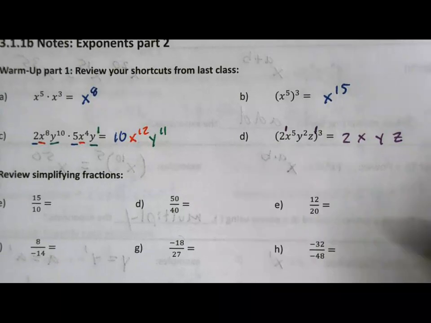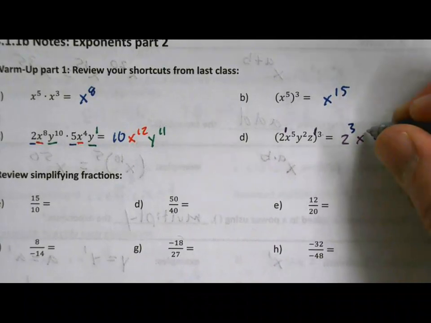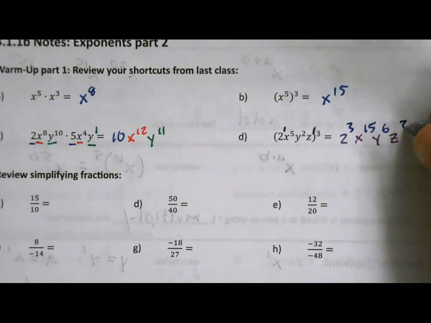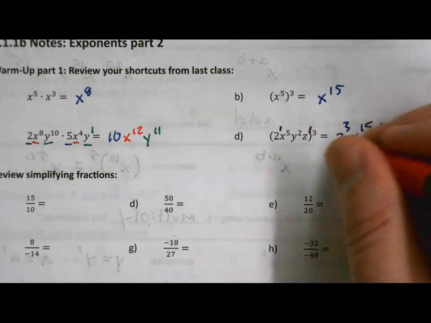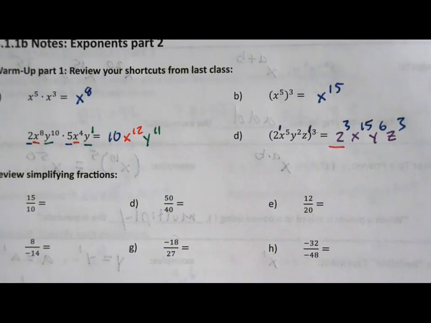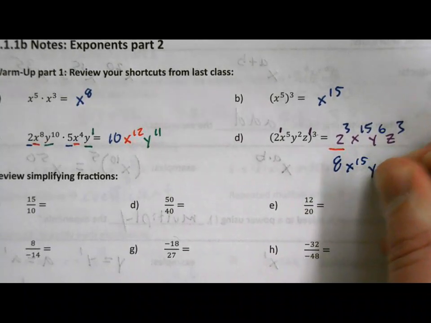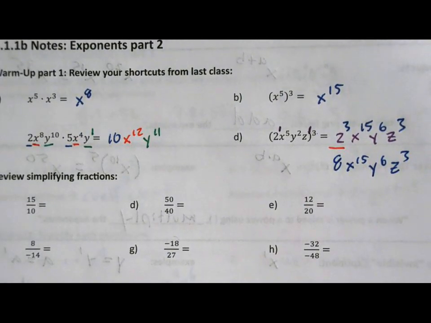So 3 times 1 is 3. 3 times 5 is 15. 3 times 2 is 6. 3 times 1 is 3. And then one last step, we would just clean this up. What is 2 to the 3rd power? It's not 6. It's 8. Good. So my final answer would be 8x to the 15th, y to the 6th, z to the 3rd, and we're done. Does anybody have questions on those first 4?